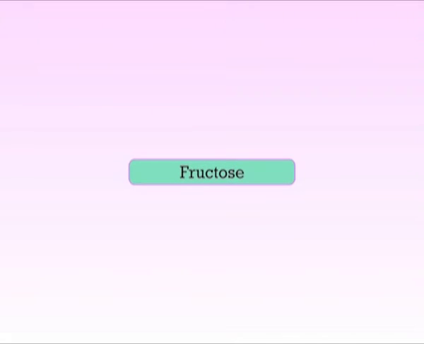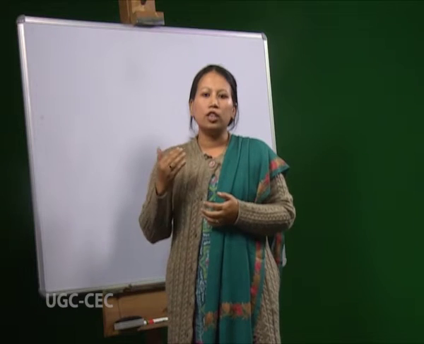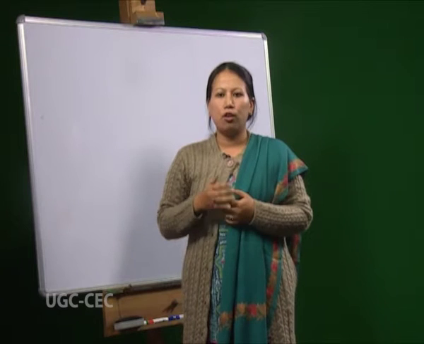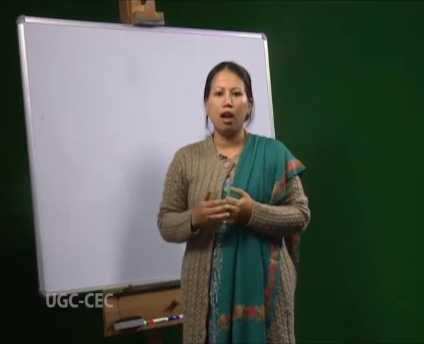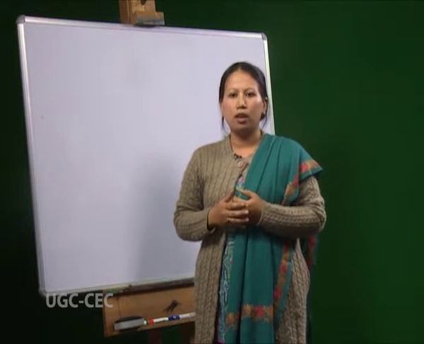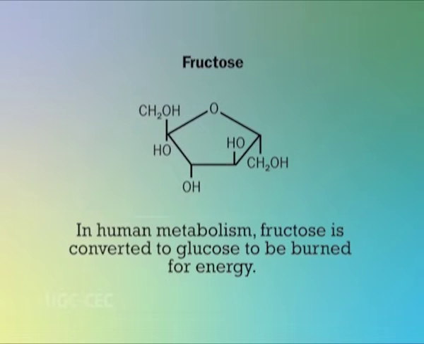Next, fructose. The sweetest of the simple sugars, fructose is found in fruits and other substances such as honey. In human metabolism, fructose is converted to glucose to be burned for energy.